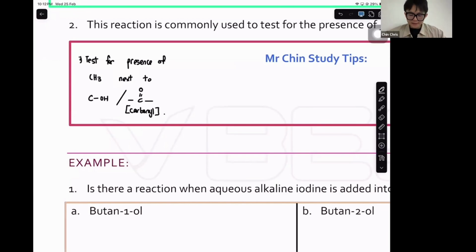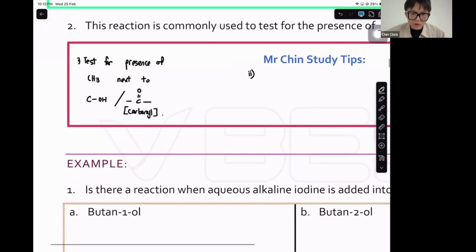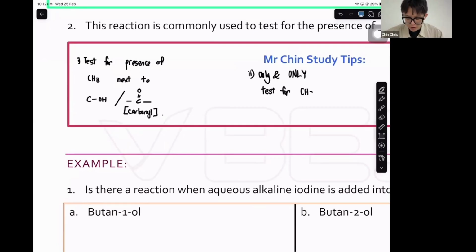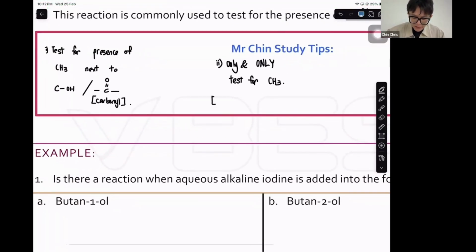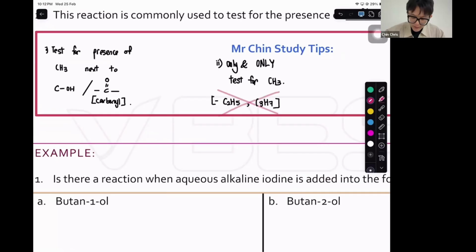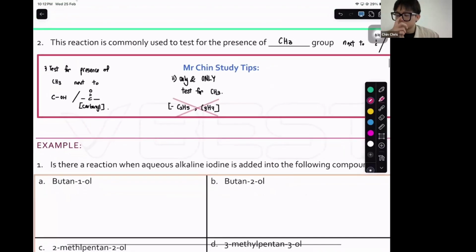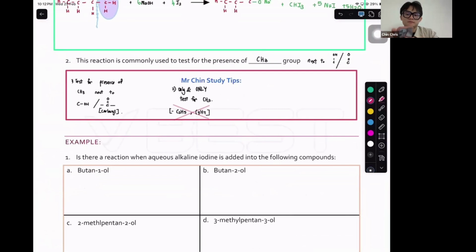And guys, the second thing is, this test, we only test for a CH3. For example, if there's a C2H5 next to it, cannot. If there's a C3H7 next to it, also cannot. So specifically testing for a CH3. Any other cannot. Okay, please write it down.